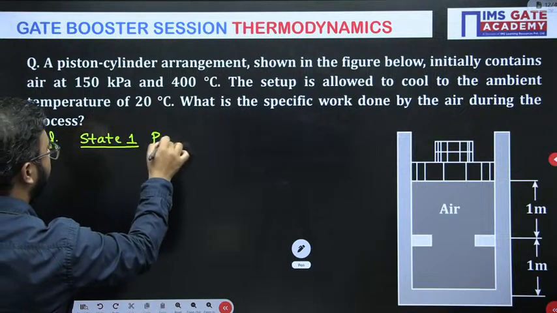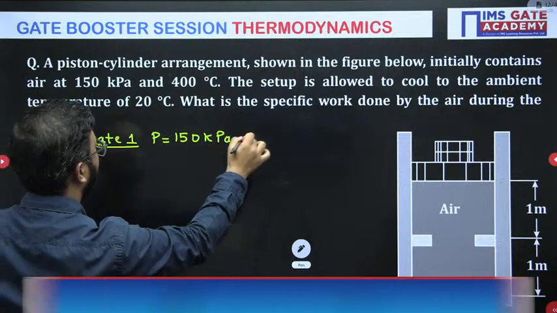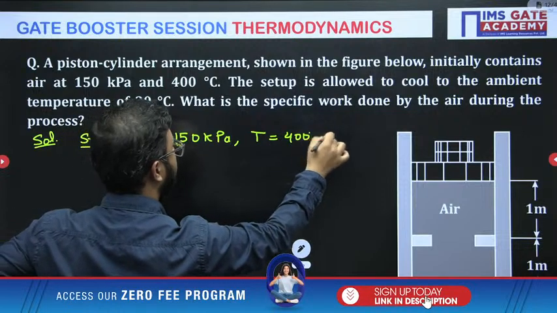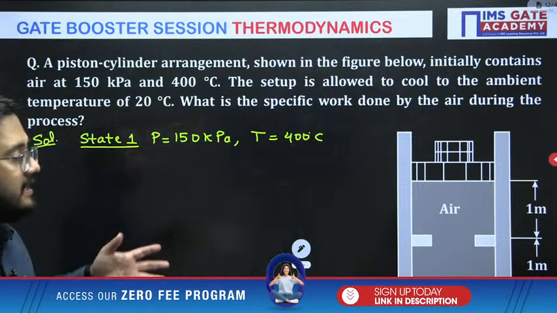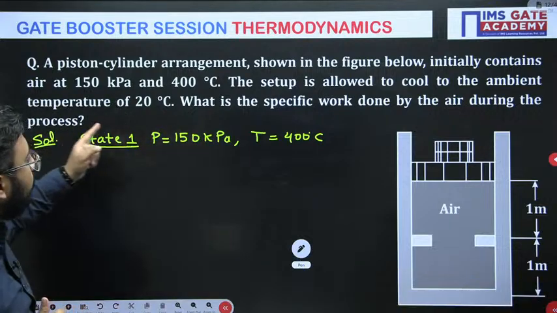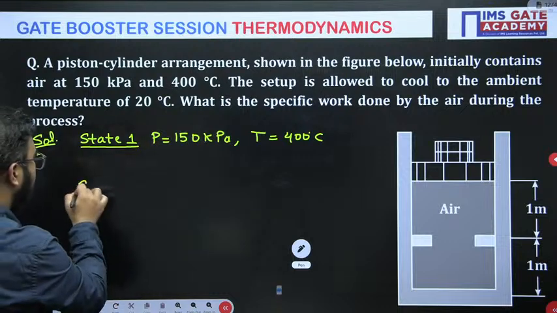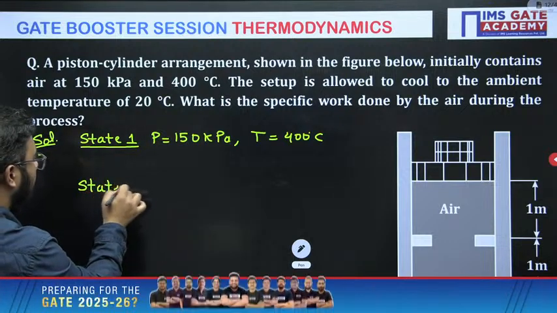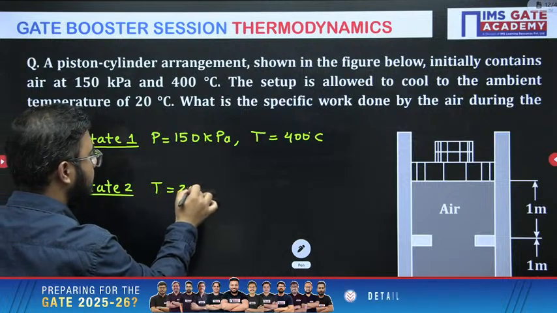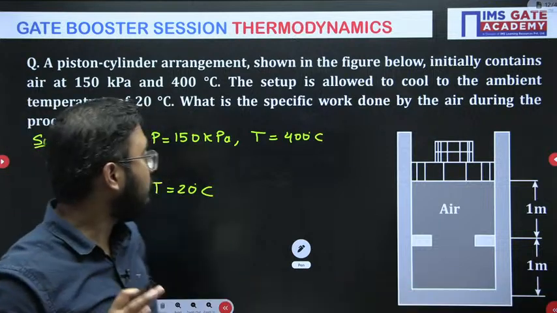Pressure is 150 kilopascal. Temperature is 400 degrees Celsius. Now this setup is allowed to cool, okay fine, to the ambient temperature of 20 degrees Celsius. So basically state 2 will be what? Temperature equals 20 degrees Celsius. Right, we have to calculate what the work done is.